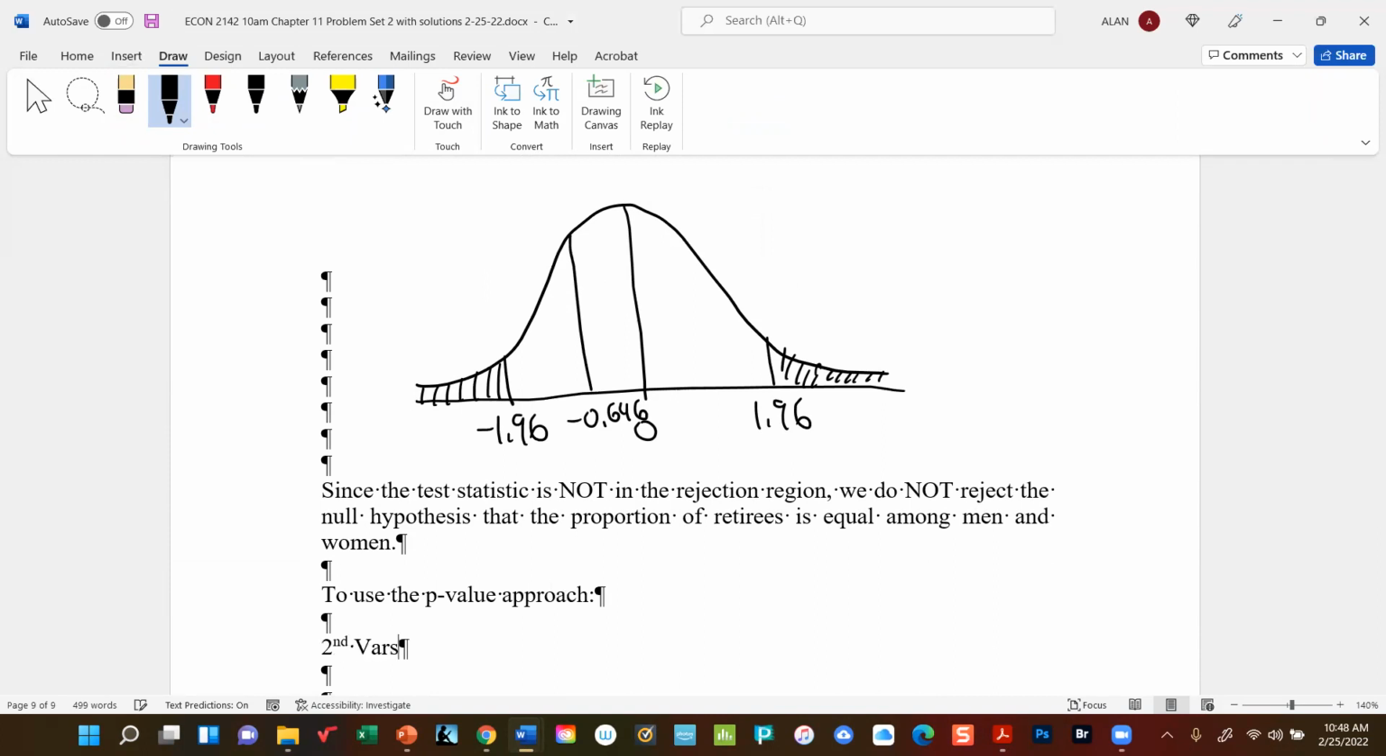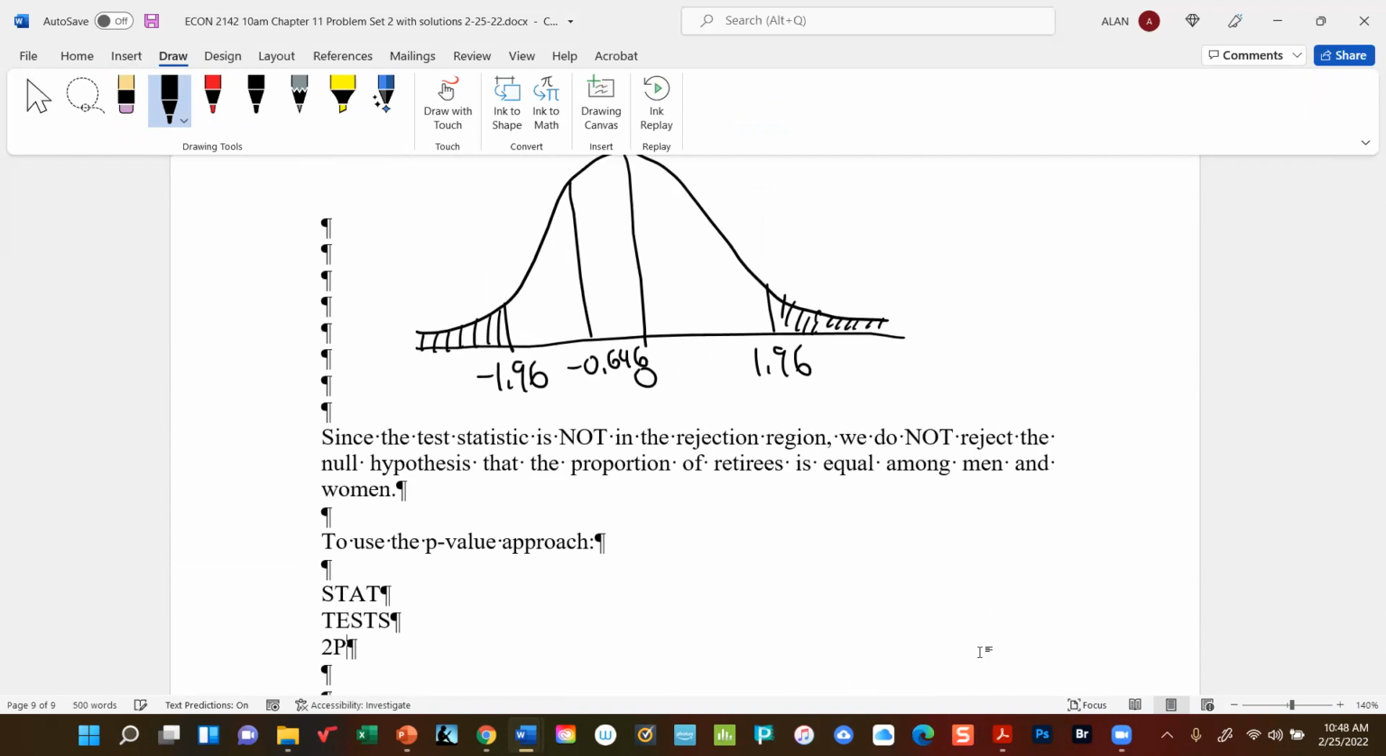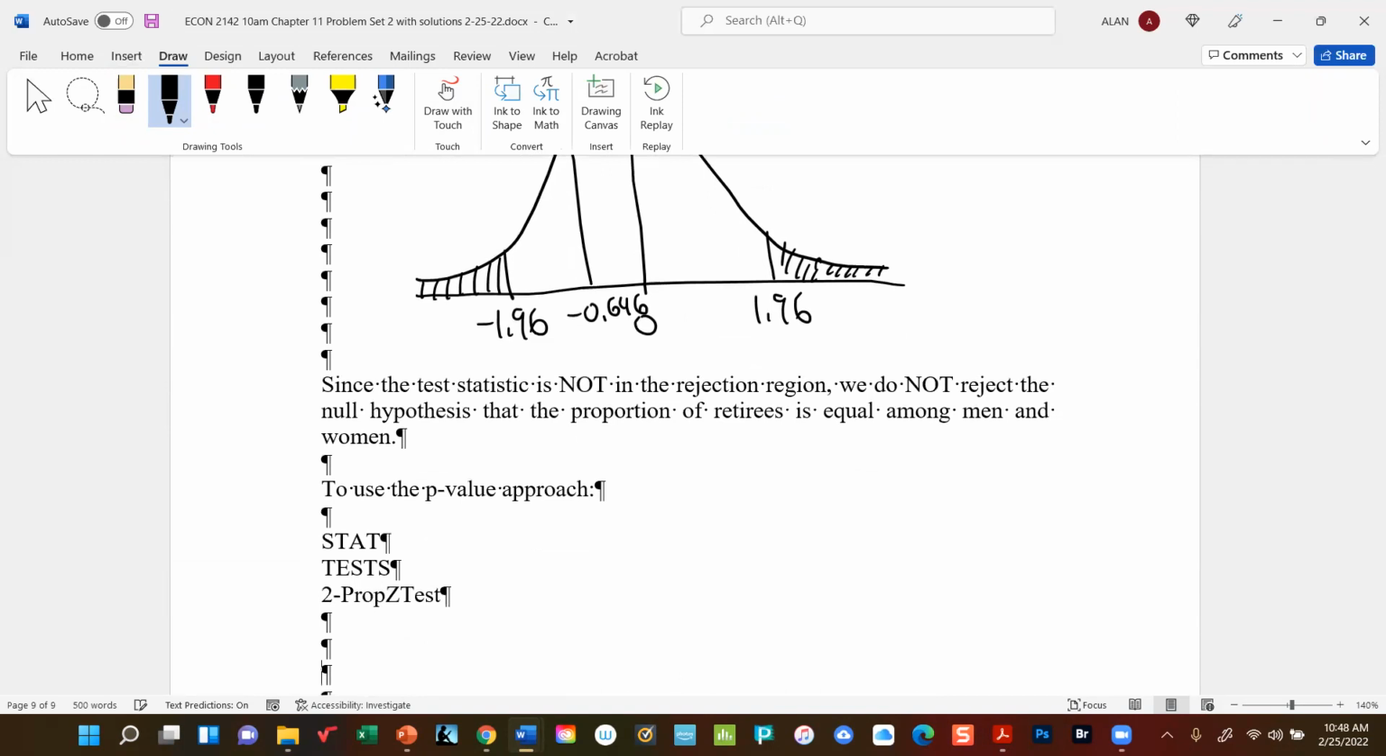Second vars, and oh no, sorry, I keep doing that. Stat tests. This is 2 prop Z test. And remember too, proportions, you always use the standard normal. So the only thing you have to think about is how many populations are we comparing? Is it 1 or 2? So in this case, it's 2.